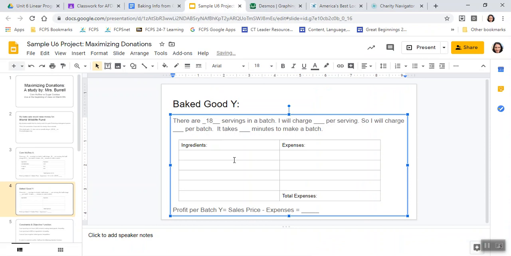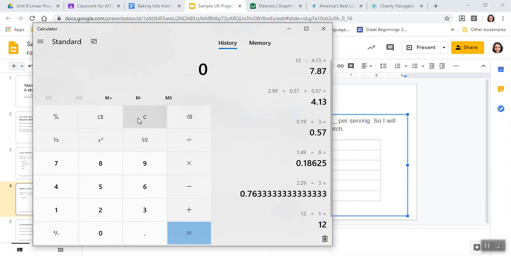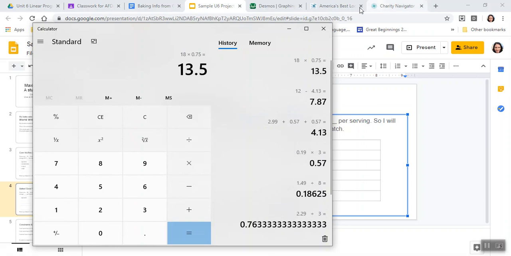I'm going to think of a serving as a couple small cookies, and I don't know if I can get $1 out of that one. I'm going to say 75 cents. And so that means I have to multiply 18 times 75 cents to find out how much to charge for the whole batch. 18 times 0.75, $13.50.